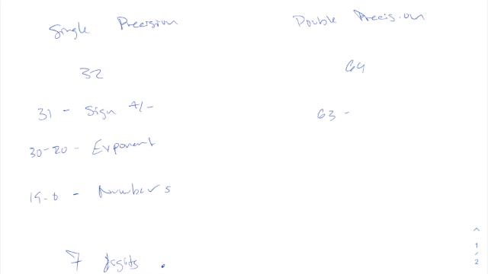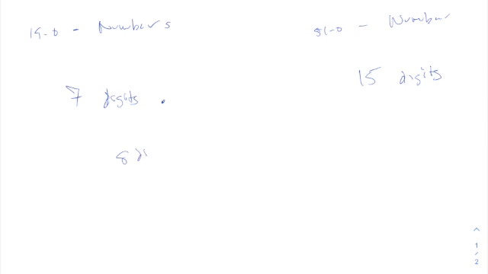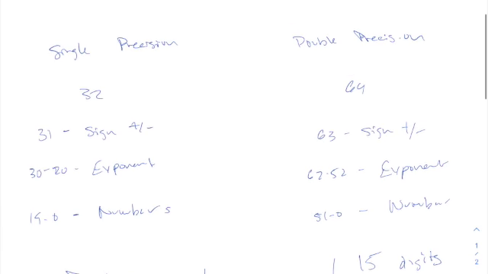Double precision, which you could probably guess, is just double what single precision is. So bit 63 gives you the sign, bits 62 to 52 give you the exponent, and then bits 51 to 0 give you the number. And go figure, that gives you about 15 digits. This can also be 8 digits, and this could also be 16 digits, but this is the upper end and this is the lower end.